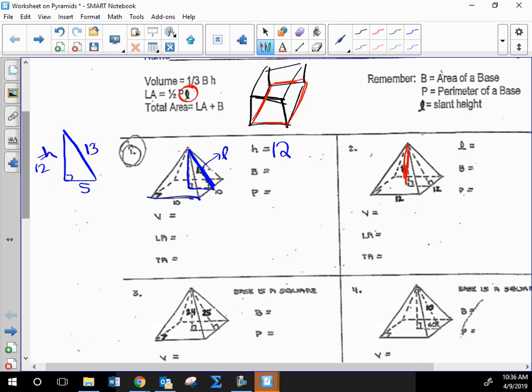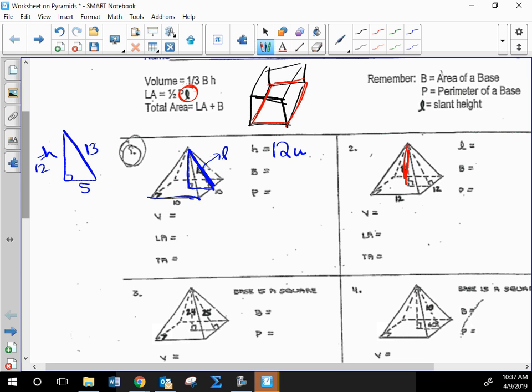Not nice angles. Base is 10, right? Okay, what are my units for height though? They didn't give us units, so we just repeat. The base is 10, right? All right, area of our base. What shape is my base? Square. It's not always going to be a square.